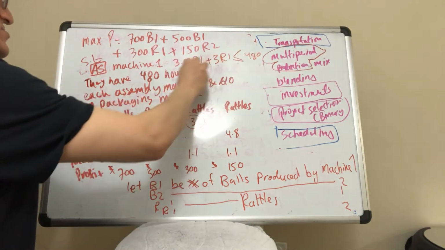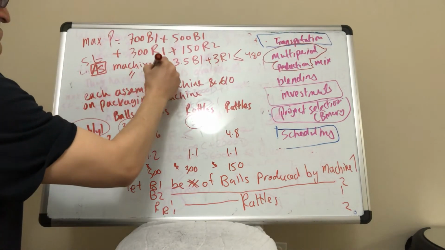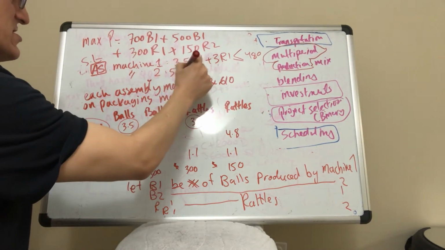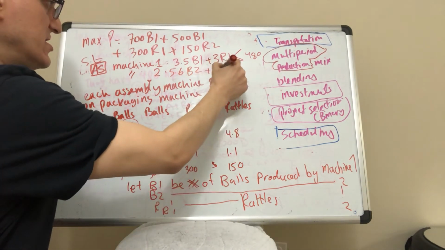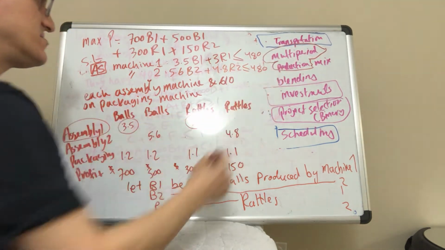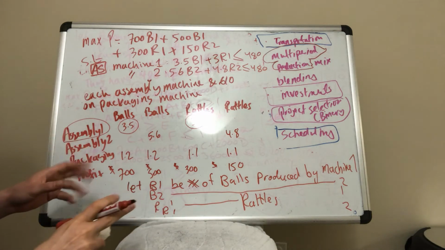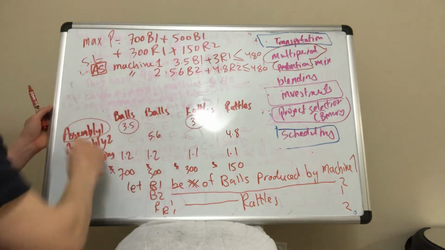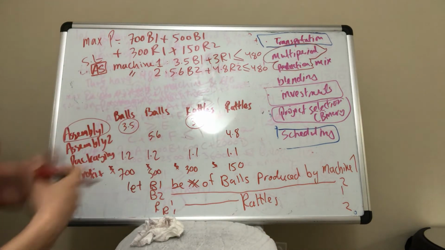So we go to the other machine, machine 2. For machine 2, 5.6 for a B2, 4.8 for an R2, also not to exceed 480 because that's what's available. Now packaging, 610 available, but that's for everything. For assembly 1 and for all the different products.